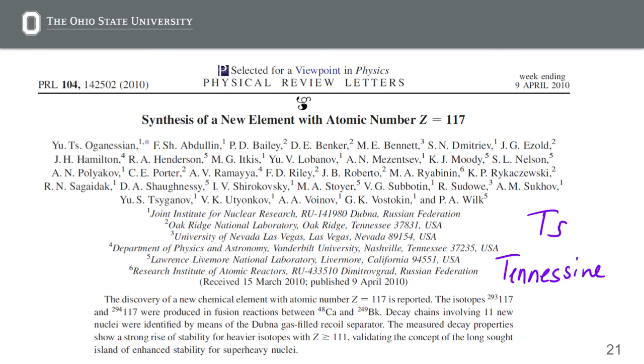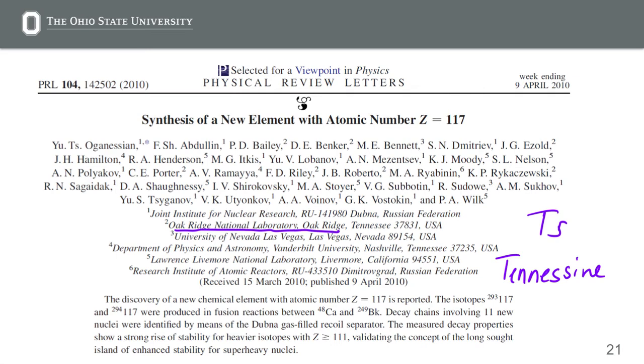Anyone from Tennessee? It's named after Tennessee because it was produced in Oak Ridge National Lab, which is in Tennessee. Here's Oak Ridge in this citation. Okay. I would also like to point out with this paper, there are scientists here from the US and from Russia, so this was a little bit of a different time, not that long ago, 2010.